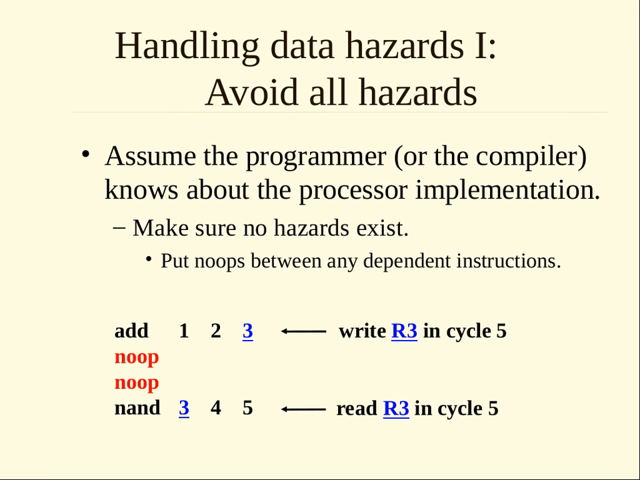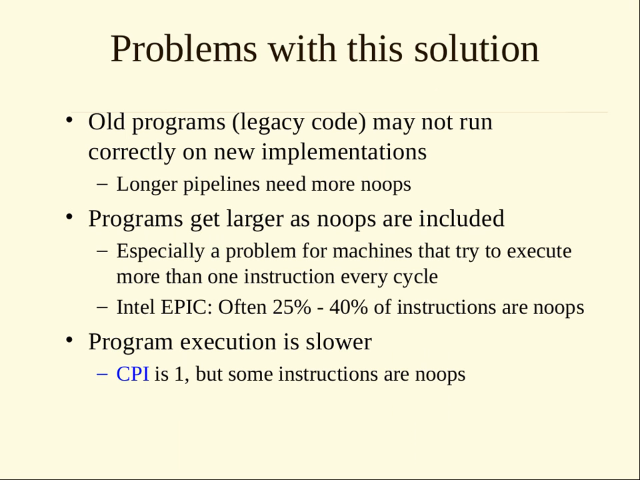Some coders would not know to do that. So you've been running processors, and all of a sudden you have this new processor that needs no-ops. What do you have to do with all your source software? Update it. How often do people want to do that? Not often. So old programs, legacy code, may not run correctly. Longer pipelines need more no-ops. Programs get larger as no-ops are included, especially a problem for machines that try to execute more than one instruction.